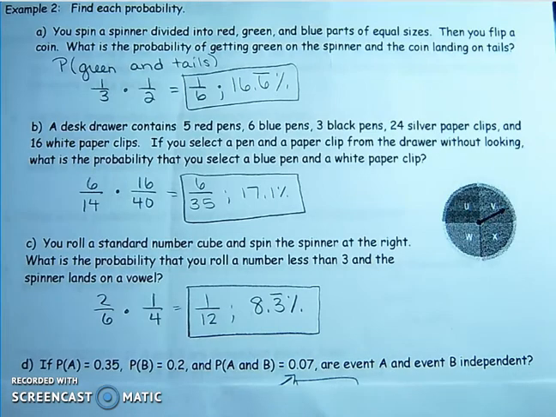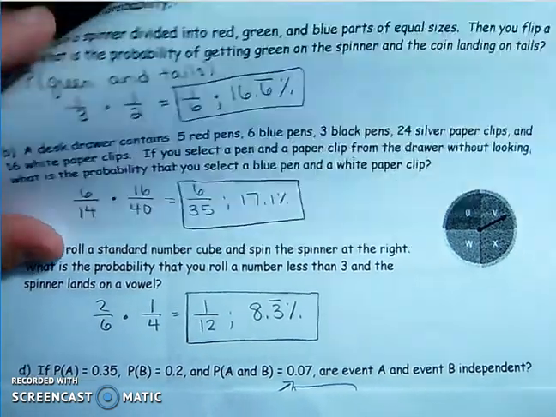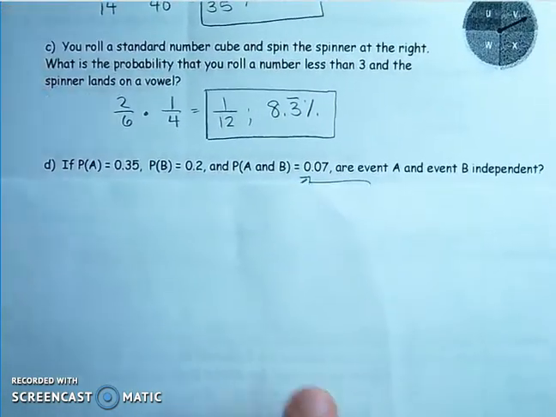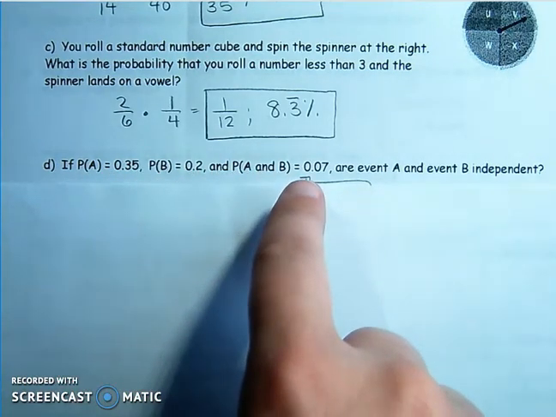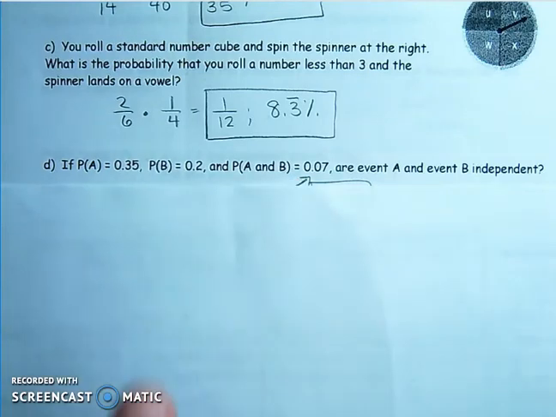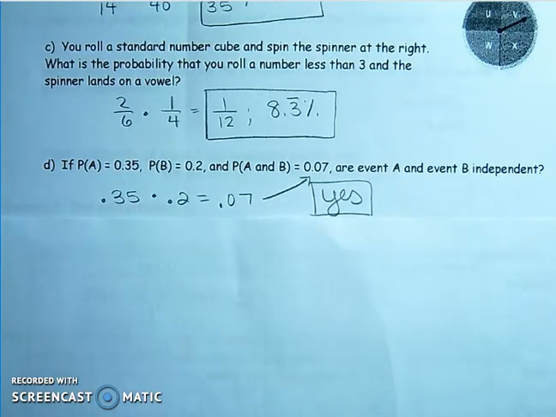Next, you are asked, probability of event A is 0.35. Probability of event B is 0.2, and the probability of A and B is 0.07. Are they independent? Well, remember our rule says if we multiply these two and get their intersection, then they're independent. If we multiply them and don't get it, then they are not independent. So 0.35 times 0.2 is 0.07, so yes, A and B are independent events.